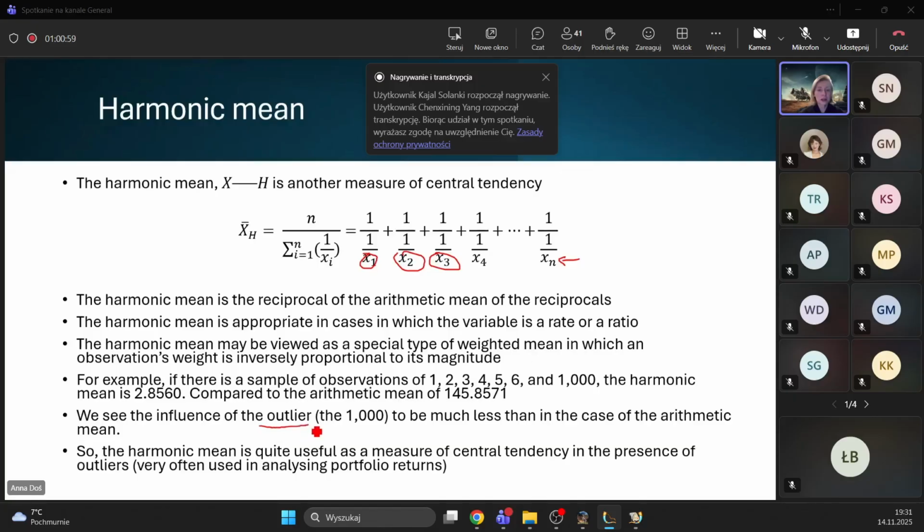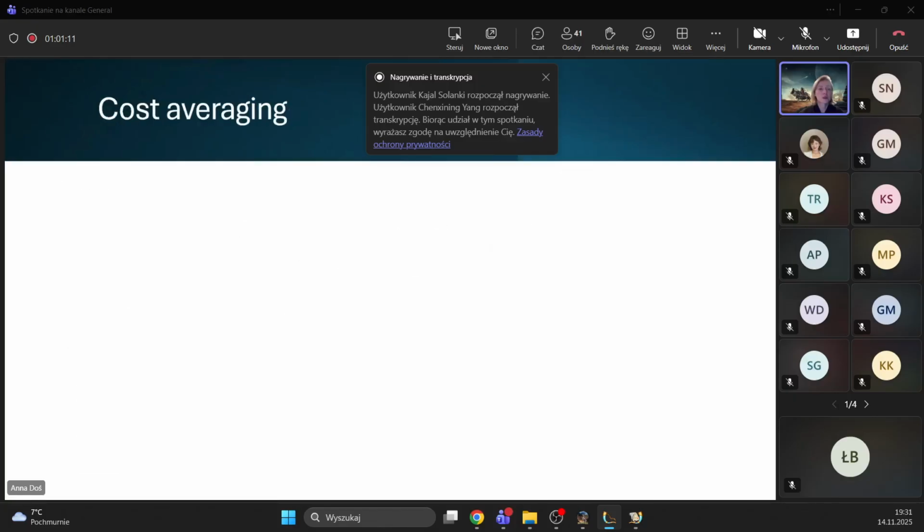The outliers' influence on the harmonic mean is much smaller than on the arithmetic or geometric mean. So if we have outliers and we want to smoothen our results, we can also use the harmonic mean. However, let's go to this strategy that I've just signalized. This is the investment strategy called cost averaging, and it is often used by individuals.